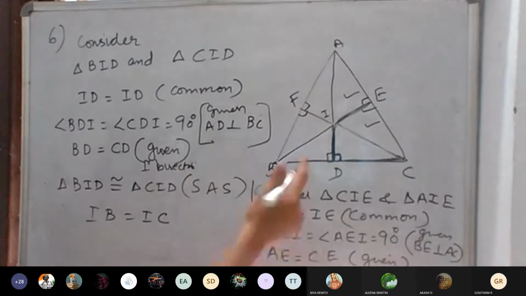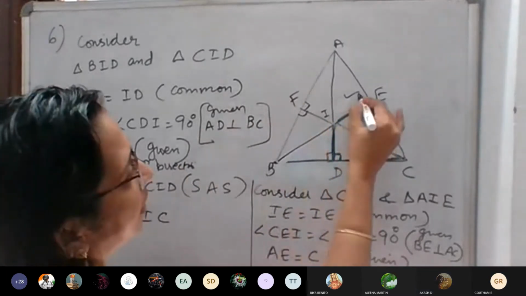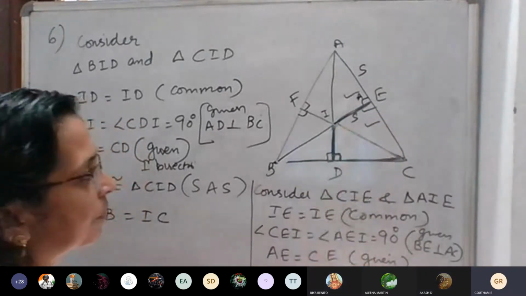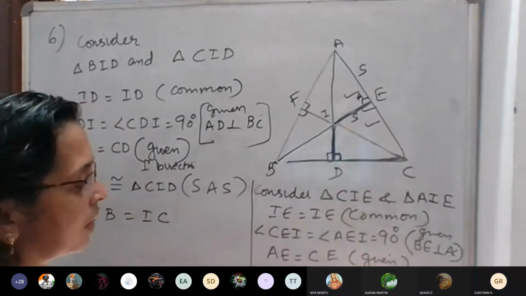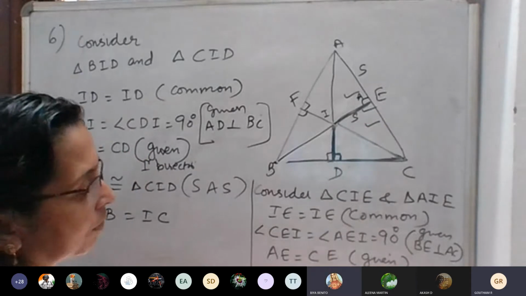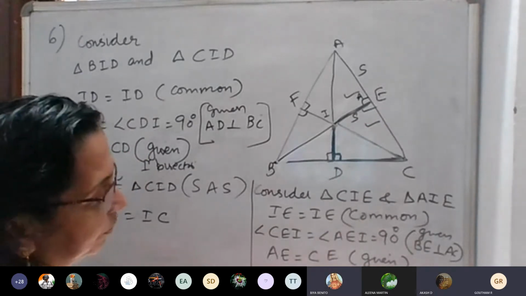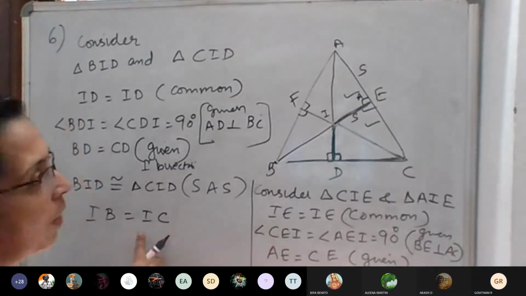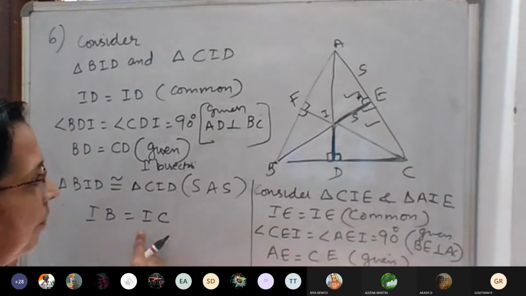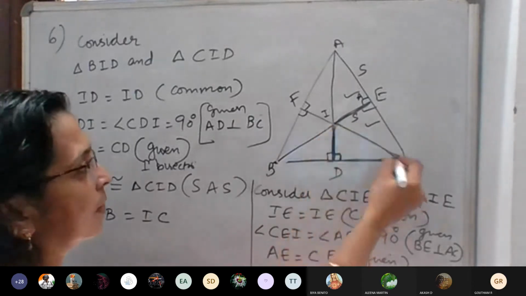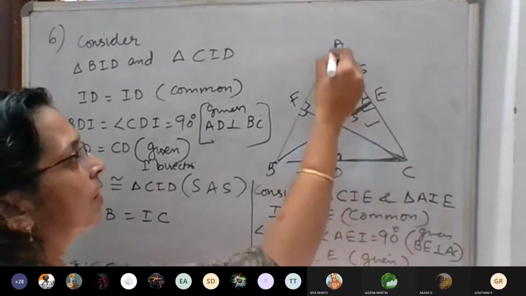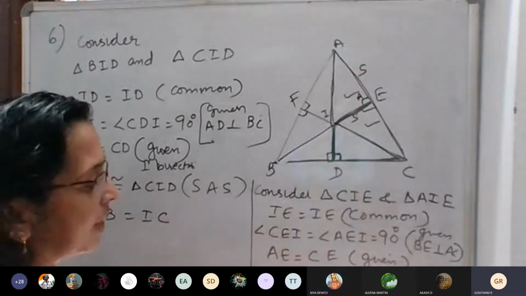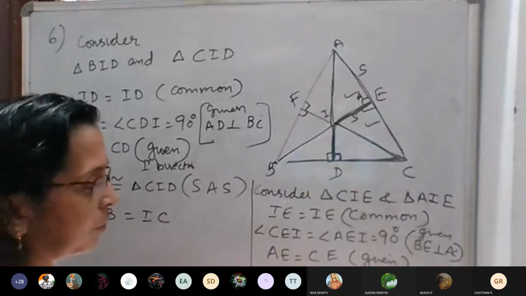Here is side, angle, side. SAS. Therefore triangle CIE is congruent to triangle AIE by SAS. So in the same way, from these two triangles, IA is equal to IC. Let it be equation number 2.